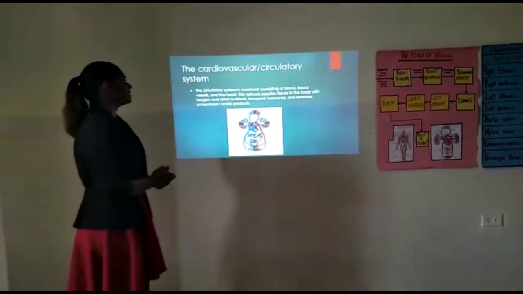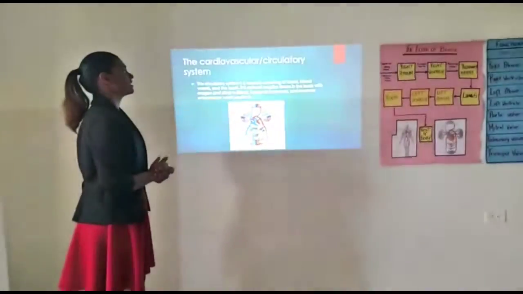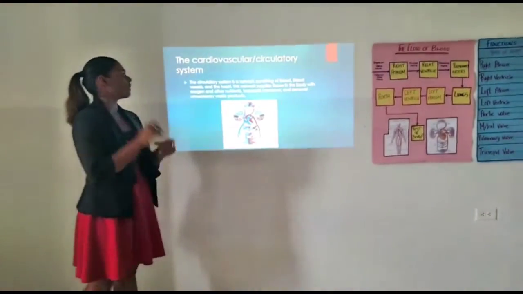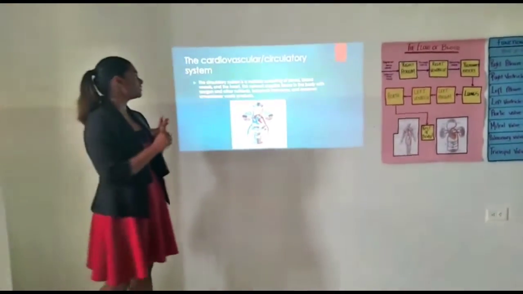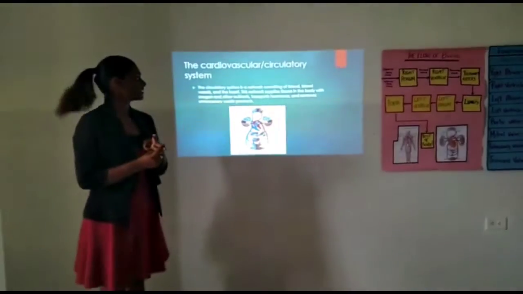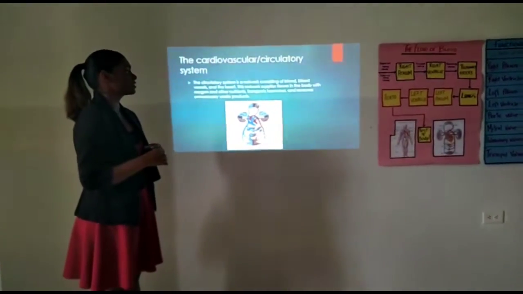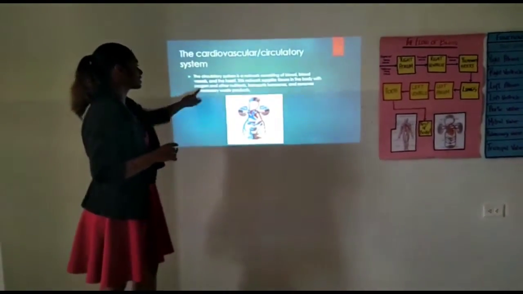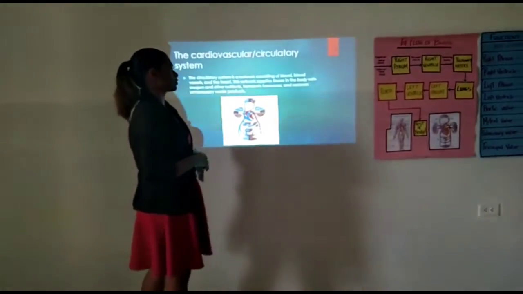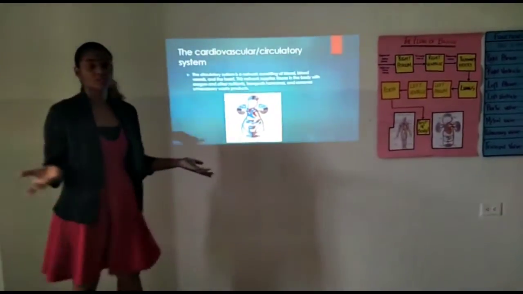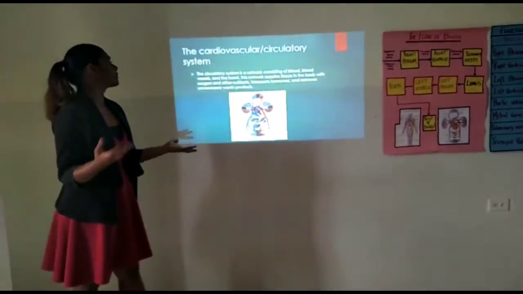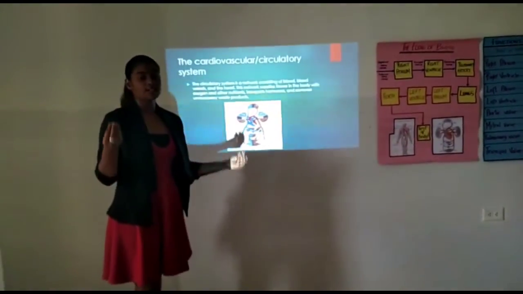The cardiovascular circulatory system is a network consisting of blood vessels and the heart. This network supplies tissues in the body with oxygen and other nutrients. It transports hormones to the rest of the body. It removes unnecessary waste products.